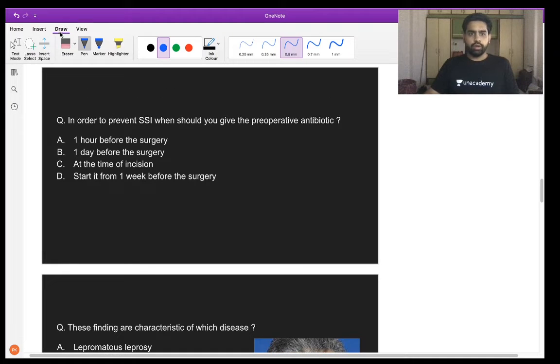So if I ask you, in order to prevent a surgical site infection, now this is a very common question. I am sure you all must be knowing this. So let's give me the answer. In order to prevent the surgical site infection, we have to give prophylactic antibiotics. Okay. So when do you give this prophylactic antibiotic? Is it 1 hour before the surgery? Is it 1 day before the surgery? Is it at the time of the incision or do we start it from 1 week before the surgery? So guys, can you give me the answer?